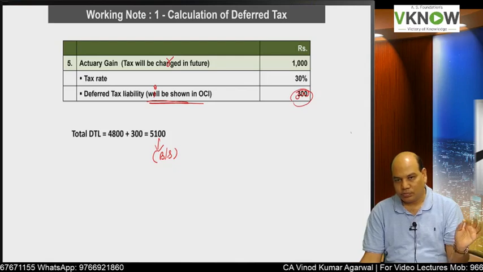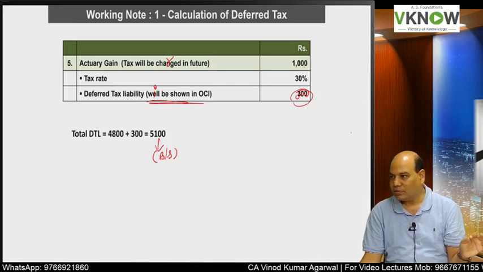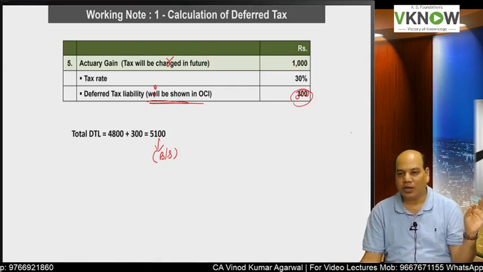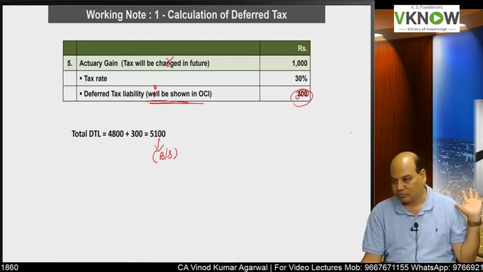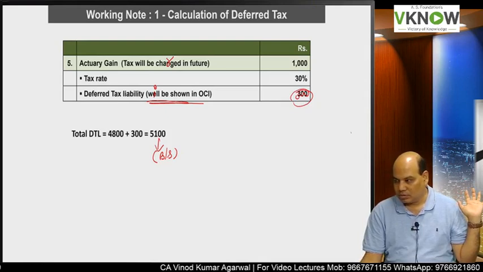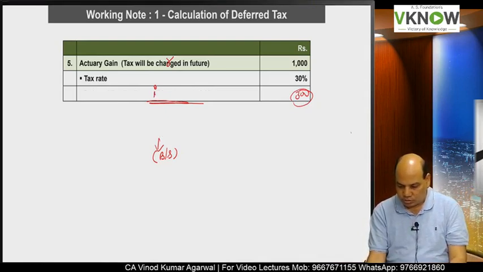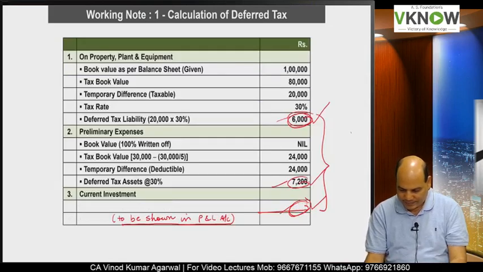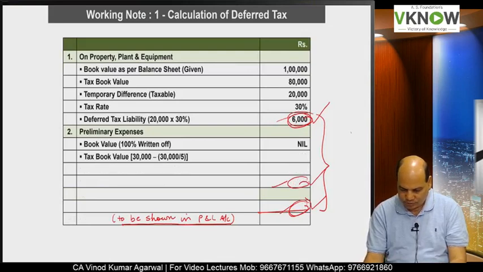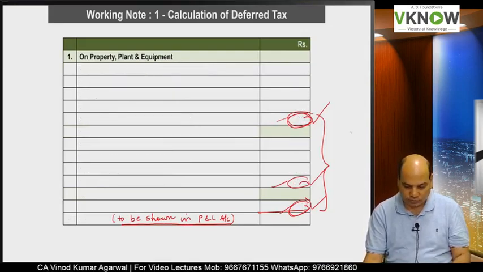4800 P&L account, 300 OCI, and total 5100 will appear as deferred tax liability in the balance sheet. Okay. So now I am ready to solve this question. I have to go behind. So start with your first line of the question.